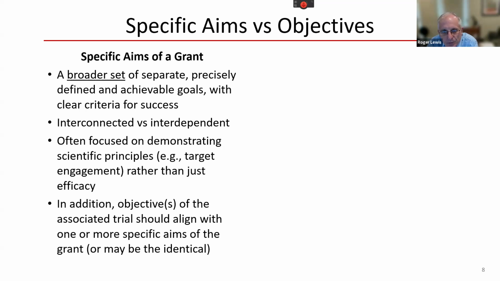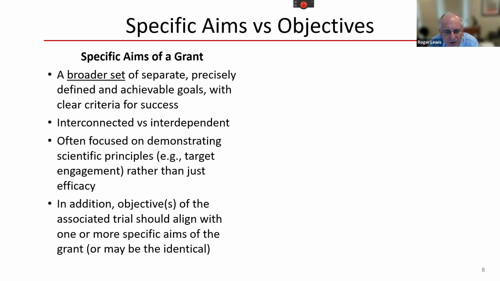The specific aims are often focused on demonstrating scientific principles like target engagement or pharmacodynamics. Pharmacokinetics is things like drug levels over time. Pharmacodynamics is the effect of the drug on the physiologic process it's intended to influence over time. So insulin pharmacokinetics is how much insulin is around. Pharmacodynamics is how much hypoglycemic effect there is of insulin. Those are important terms to keep distinct in your mind if you're working with drugs.